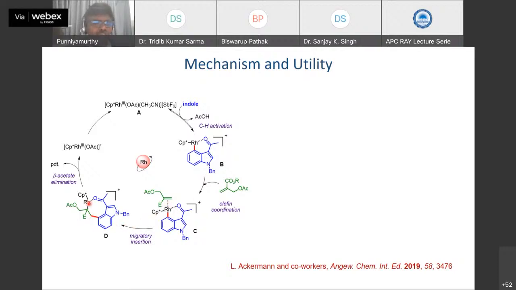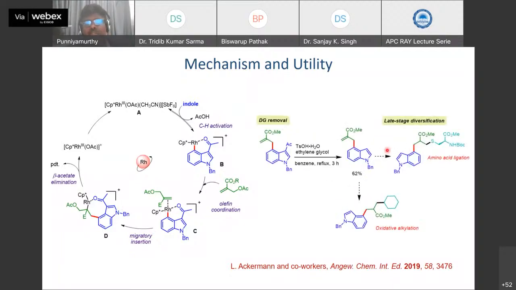Migratory insertion can lead to the formation of this rhodium species, then this can now lead to beta-hydride elimination to give this allyl derivative as the product. And you regenerate your rhodium 3. You start with the rhodium 3, and it can further react with the salt in the reaction medium to regenerate the active complex, then it can further undergo a reaction.